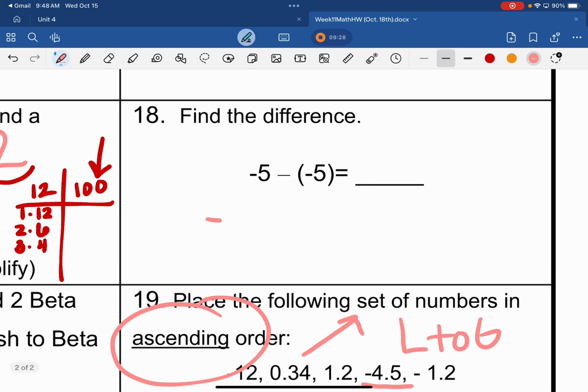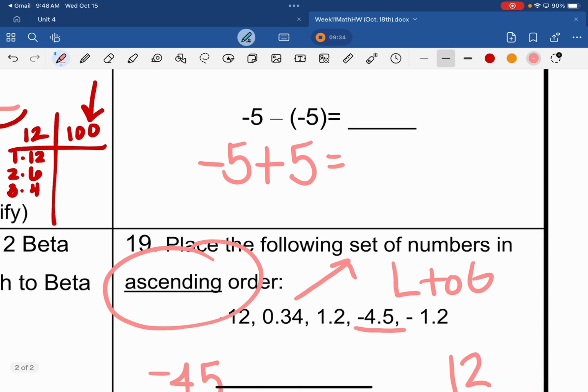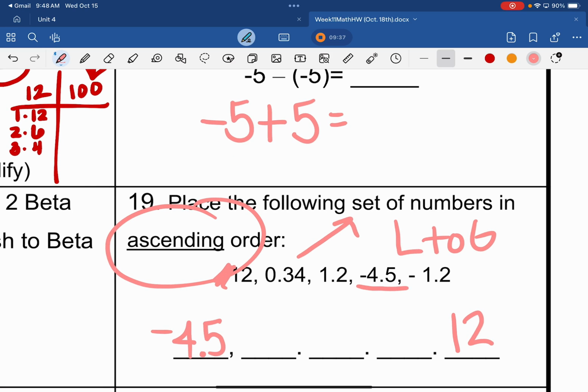Find the difference. Keep, change, opposite. That's a negative 12. Is it? Yeah, it's negative 12. No, it is a negative 12. Then erase all that. This one is your smallest. And this one is your greatest.